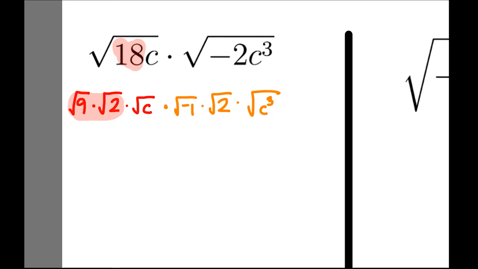Okay. From here, I'm going to simplify as many things as I can. So this becomes a 3. This and this are going to cancel to become a 2. So it'll be 3 times 2 here, so we're going to have a 6. This right here becomes an i. So I'm going to say 6i for this one. And then we have the square root of c times the square root of c to the third.